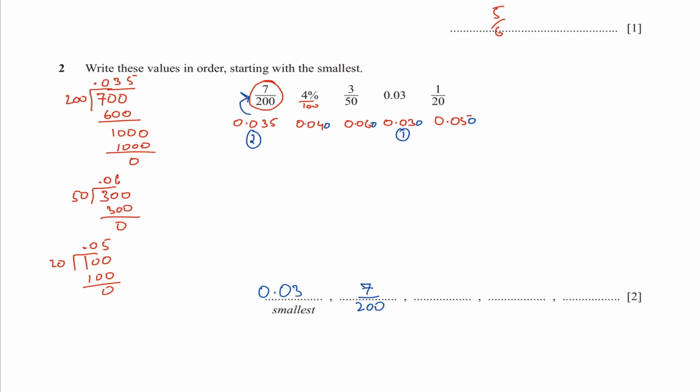0.04, 0.06, 0.05. So 0.04 is going to be at number 3, that means 4%. And then at number 4 we're going to have 0.05, so that's going to be 1 upon 20. And then finally at number 5 we have 3 upon 50, which is the largest in value.